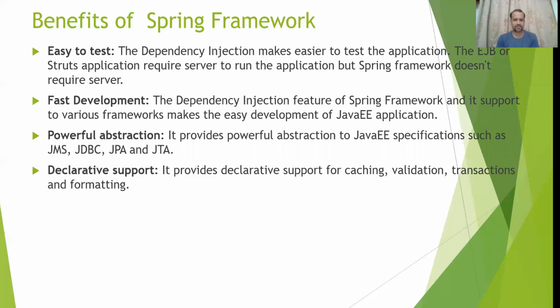The power of abstraction that we have seen combines JDBC, JPA, JTA, and JMS. Now, there's declarative support. It provides declarative support for caching, validation, transactions, and formatting. It means whenever we require support related to validation, transactions, and formatting, it is provided by the Spring Framework.